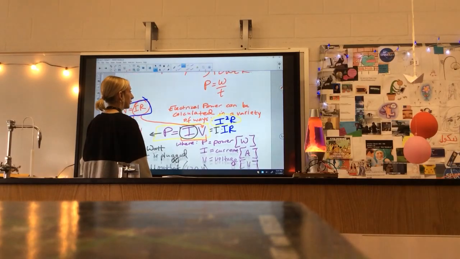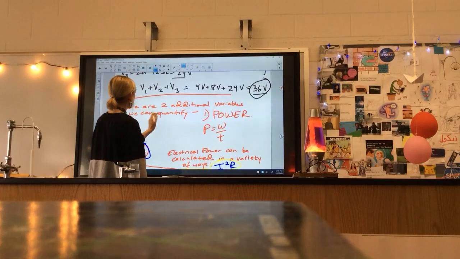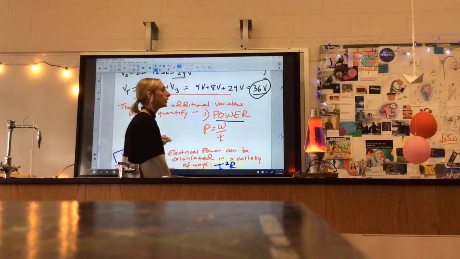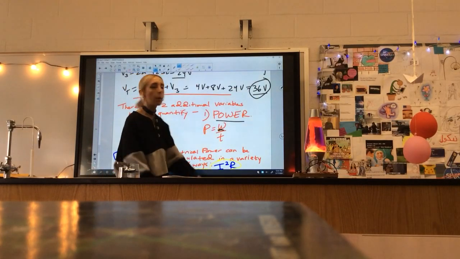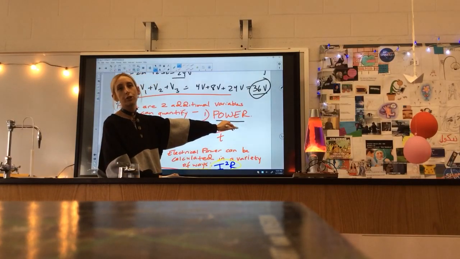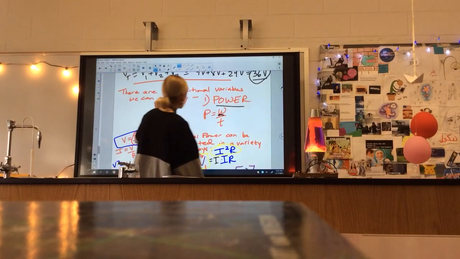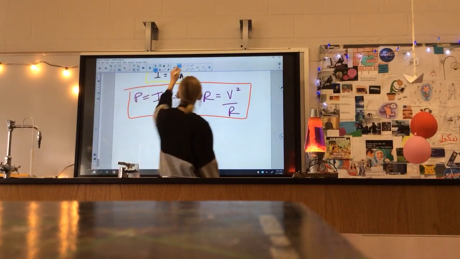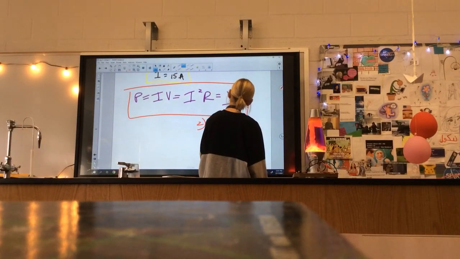Body that we can quantify here. So we said there are two additional variables we can quantify. One of them is power, which we just addressed, and the other one is actually inherent in the power equation that we've previously used, and it is electrical energy. Okay, so the second variable we can quantify is electrical energy.